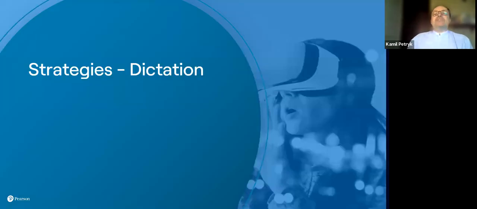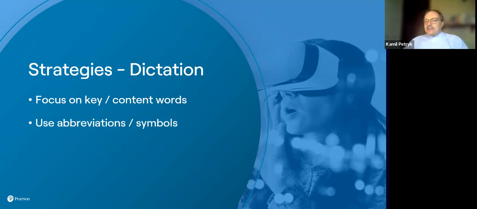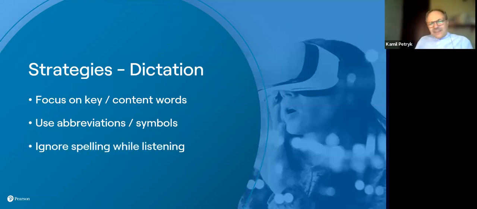So let's start with some strategies for the dictation. Obviously, this is a skill tested in combination, so we cannot avoid this listening aspect here. So the very important strategy is to focus especially on key or content words while listening. And then while transcribing, a good strategy for the test takers would be to use abbreviations or some symbols, even better, to make writing faster and more efficient.